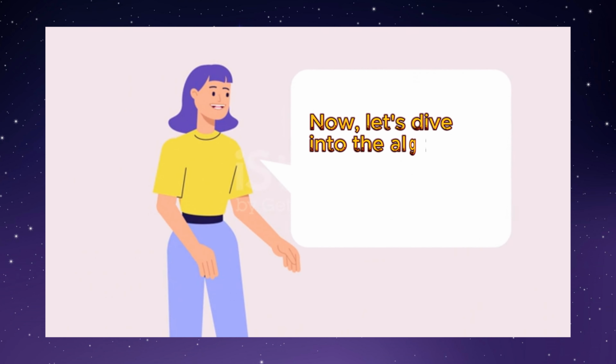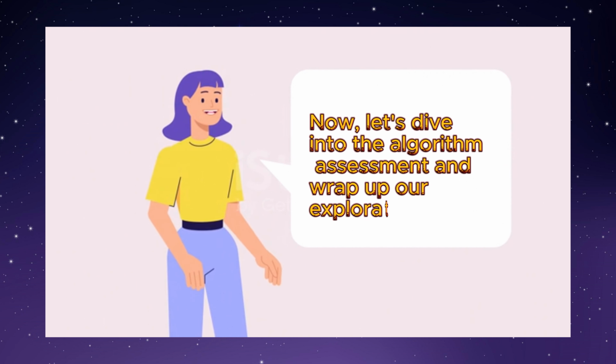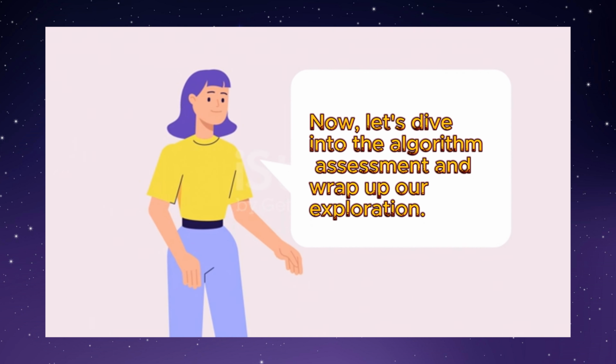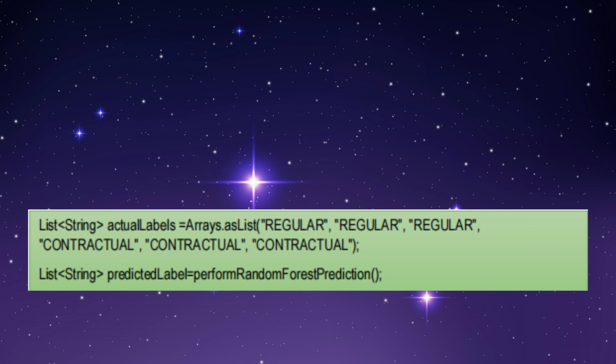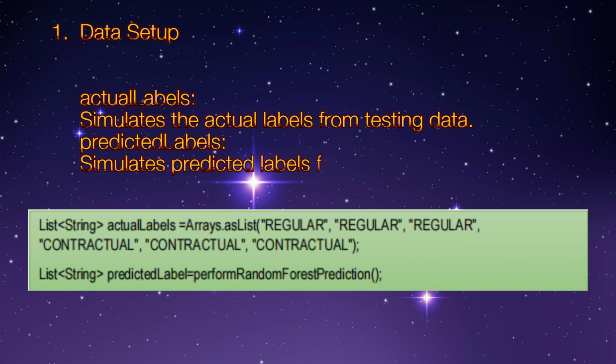Now, let's dive into the algorithm assessment and wrap up our exploration. In assessing the algorithm, we need the dataset set up. The actual labels contain predefined class labels, regular and contractual, representing real testing data. The predicted label list is populated by the perform random forest prediction method, which is a placeholder for the actual random forest prediction logic. This method returns a list of predicted labels based on the random forest algorithm.